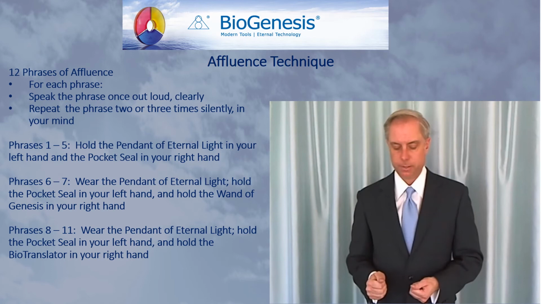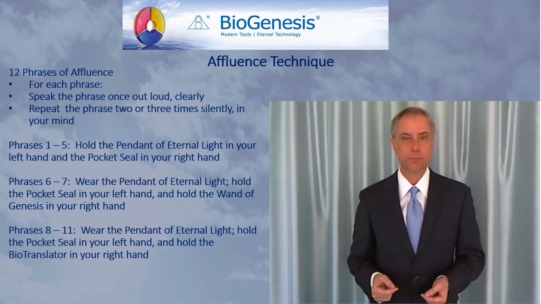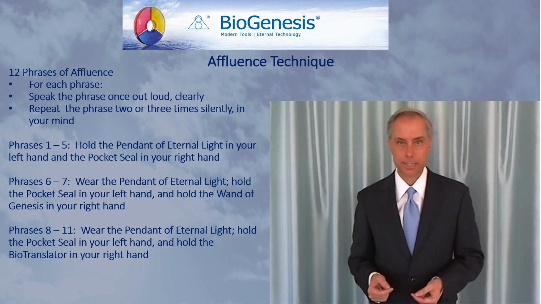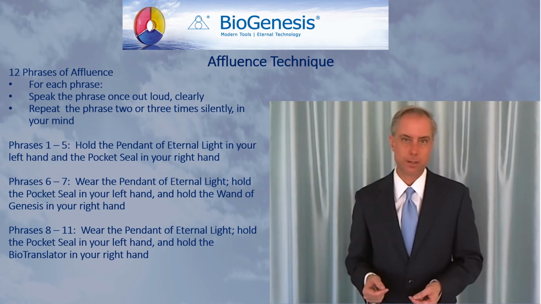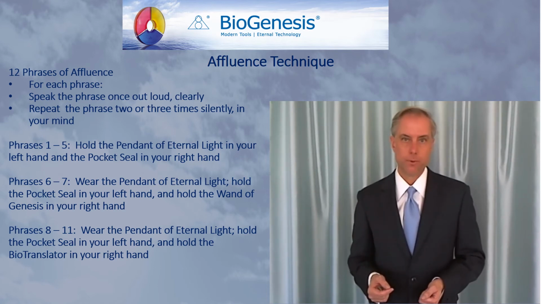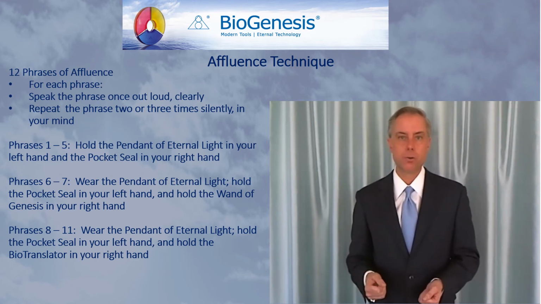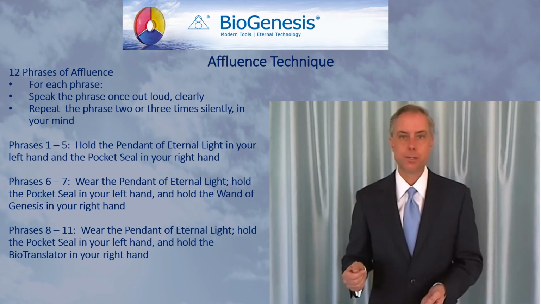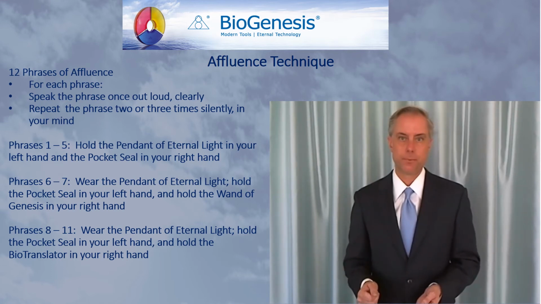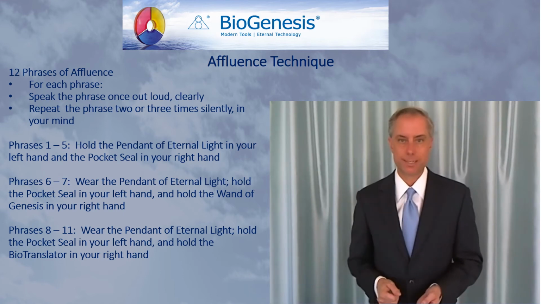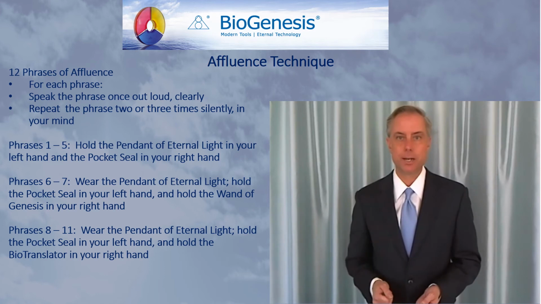We then state the 8th phrase of affluence clearly and out loud. Abundance flows by desire. We will rest there quietly with our eyes closed. After several seconds pass, we will repeat this phrase silently within our mind. Abundance flows by desire. We repeat this 2 or 3 times, silently giving several seconds in between each time.